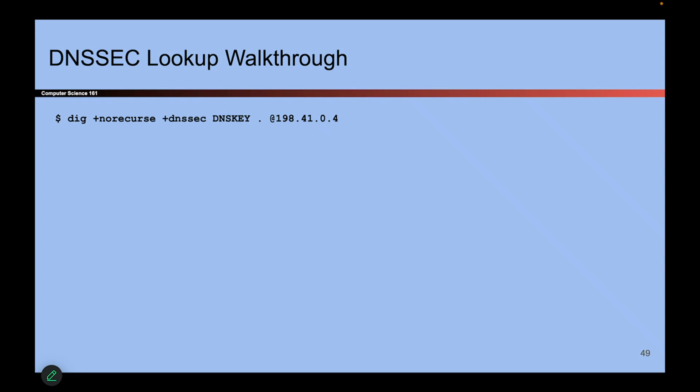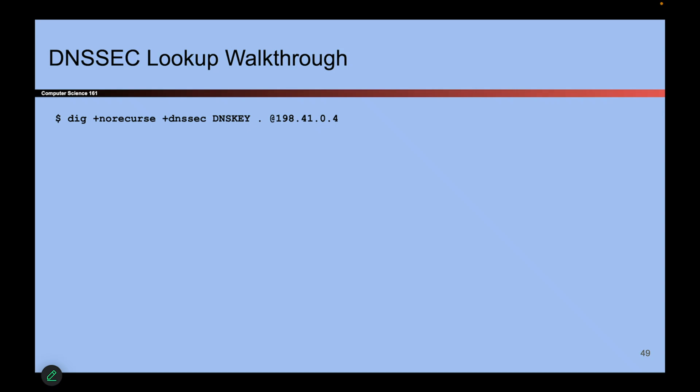OK, so the reason we spent all that time talking about key signing keys and zone signing keys is not because we're going to test you on it, but mainly so that we can show you, using the dig utility again, what an actual DNSSEC lookup walkthrough looks like. So again, if you're happy with the conceptual picture we showed, where we said that every name server endorses the next name server using a certificate, you're more than welcome to stop there and just fast forward through this.